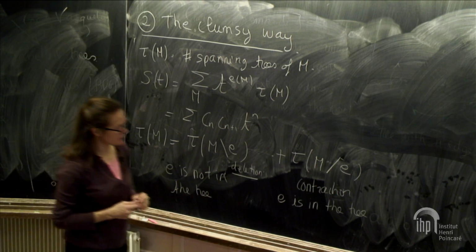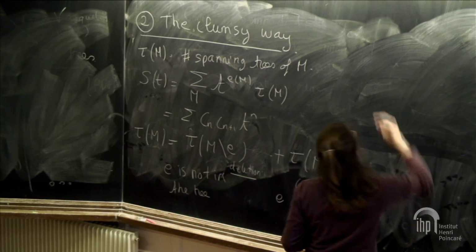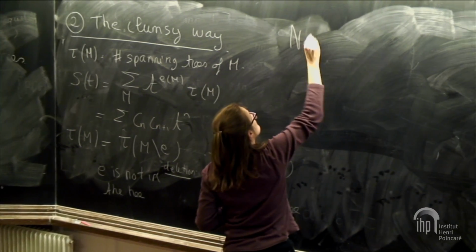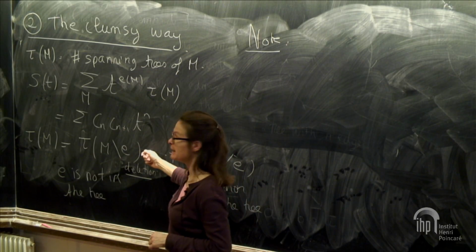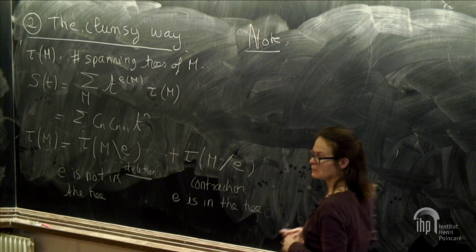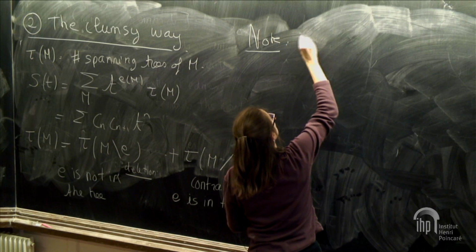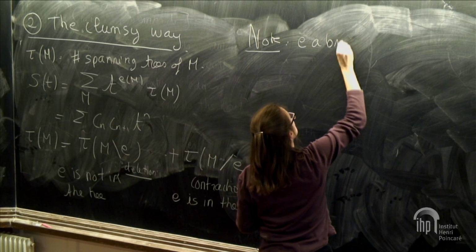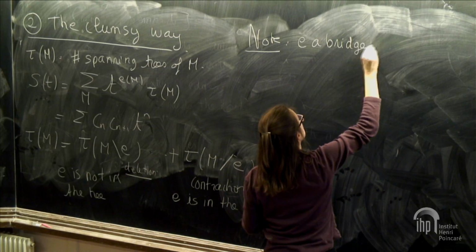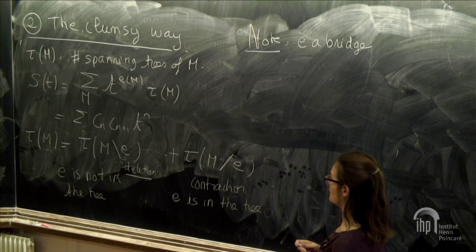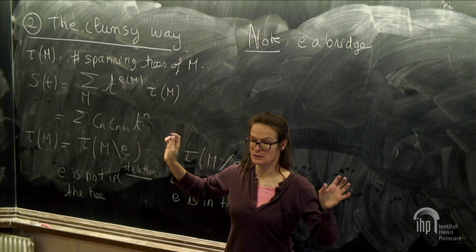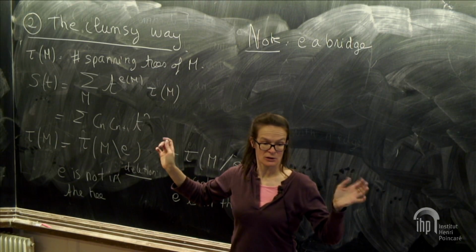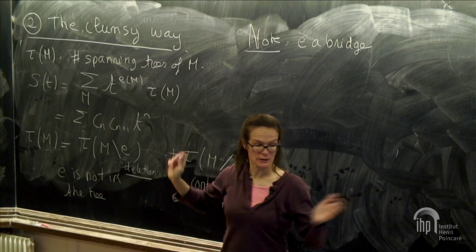So there are some special cases which will be of interest. If E is a bridge, or an isthmus, then when you delete it, you get two disconnected parts. So certainly you don't have any spanning tree.